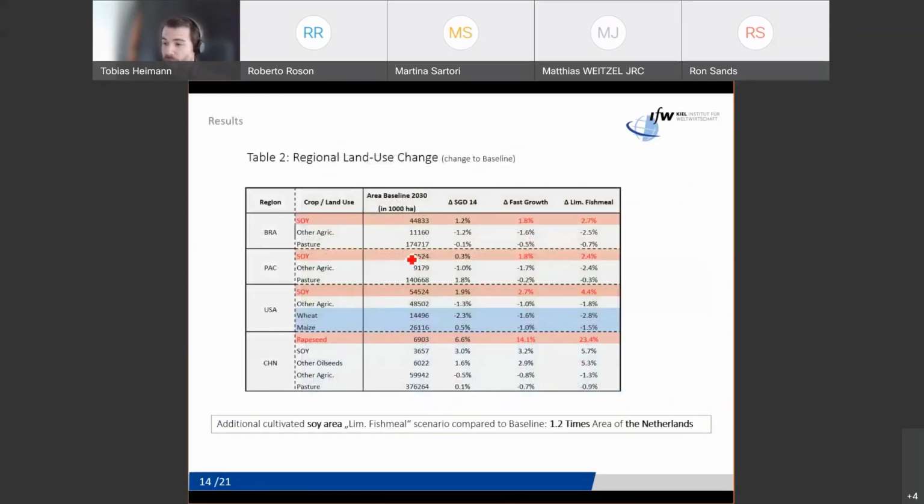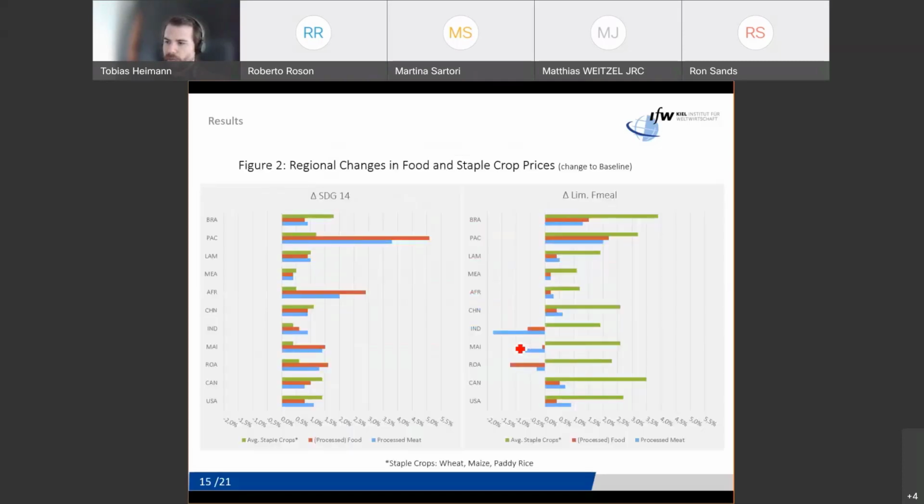As already mentioned, we have the strongest production expansion in absolute terms for soy. So we also see some land use effects in soy, especially in Brazil, Paraguay, Argentina, Chile, and the US. And in the US, it goes at the expense of wheat production and maize production. Rapeseed expansion plays a crucial role in China because here rapeseed is an important factor in the diet of aquaculture fish. And this, of course, also has implications for food and staple crop prices.